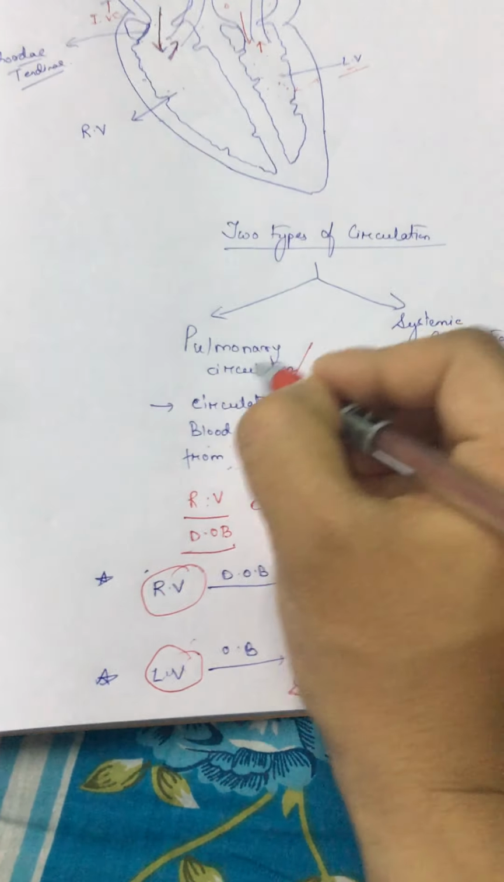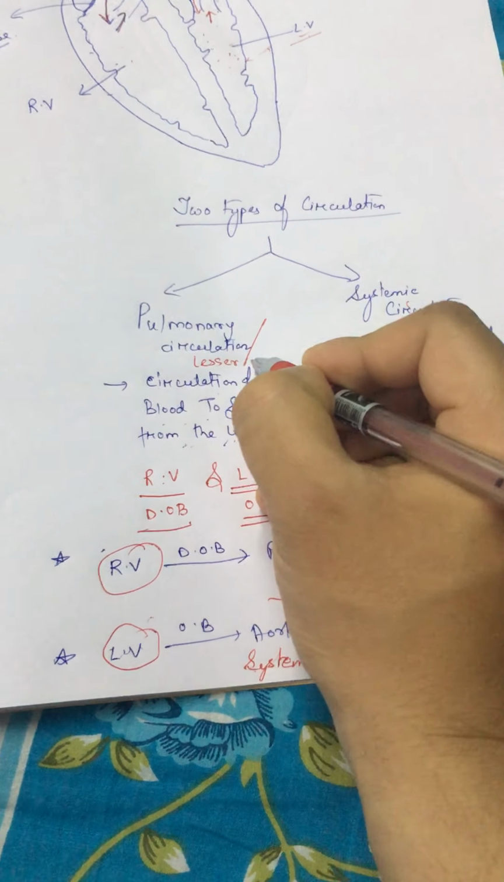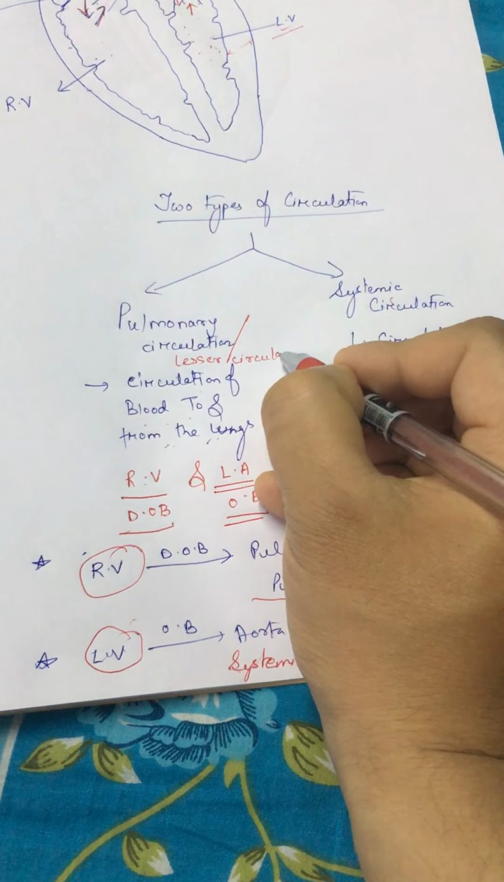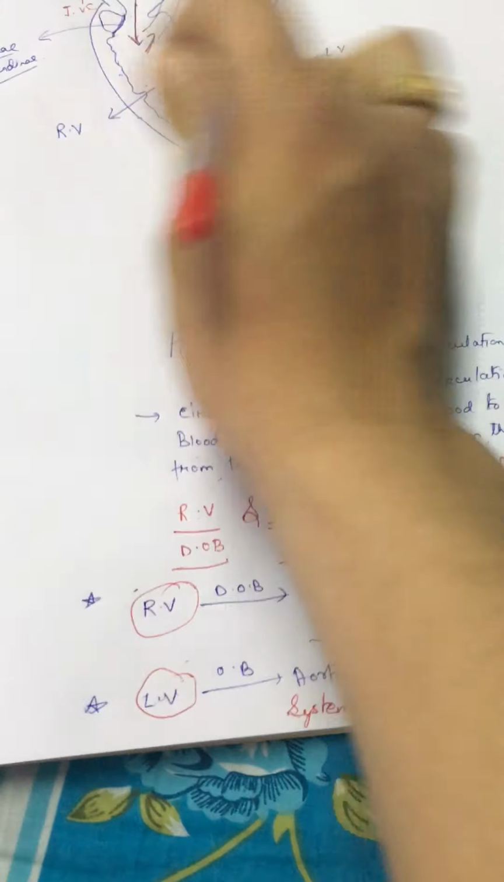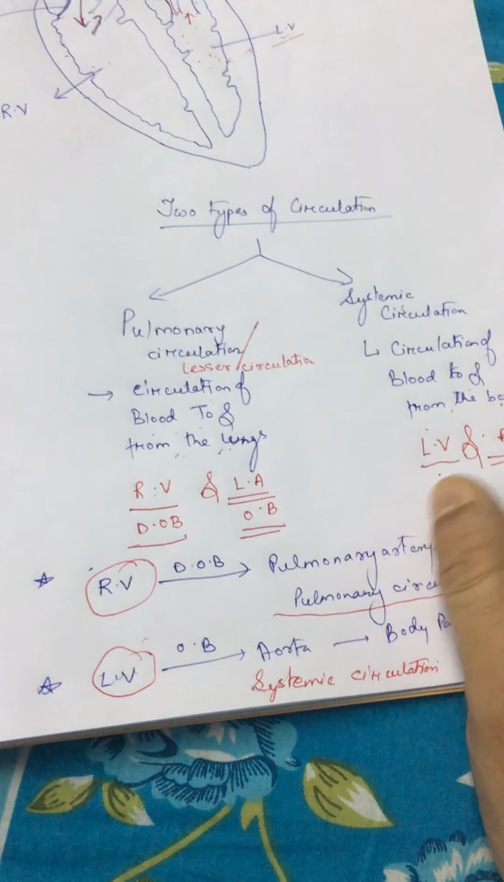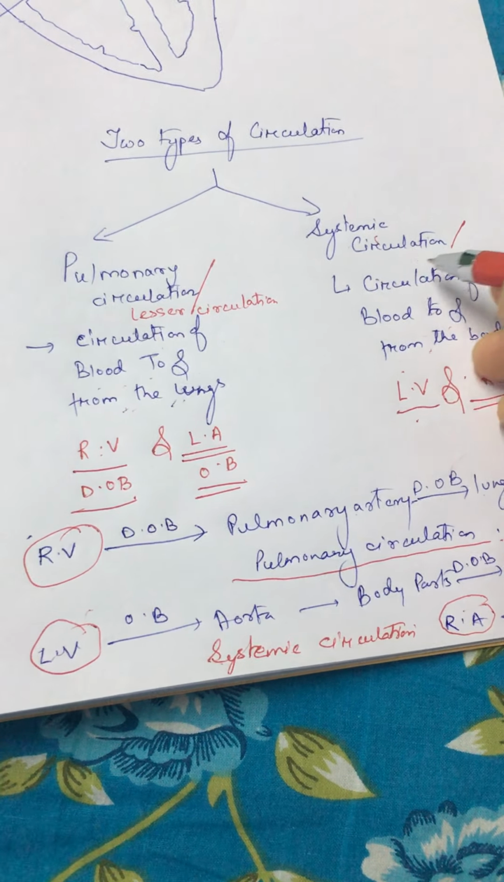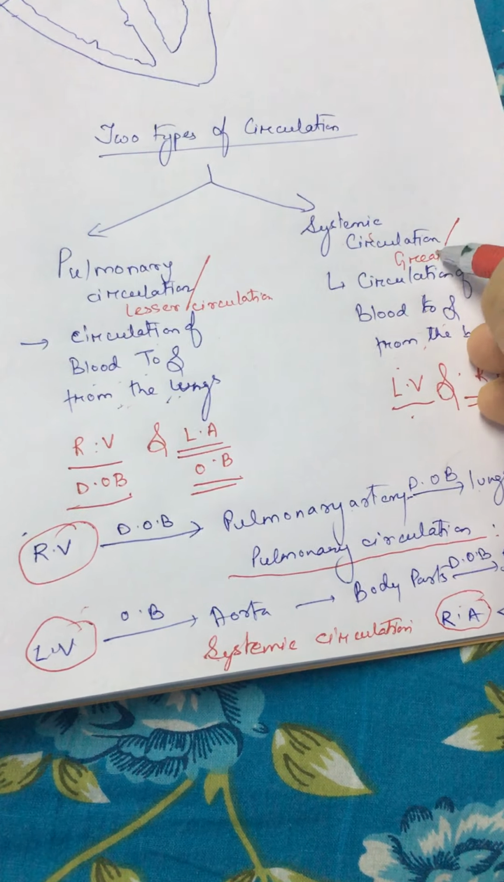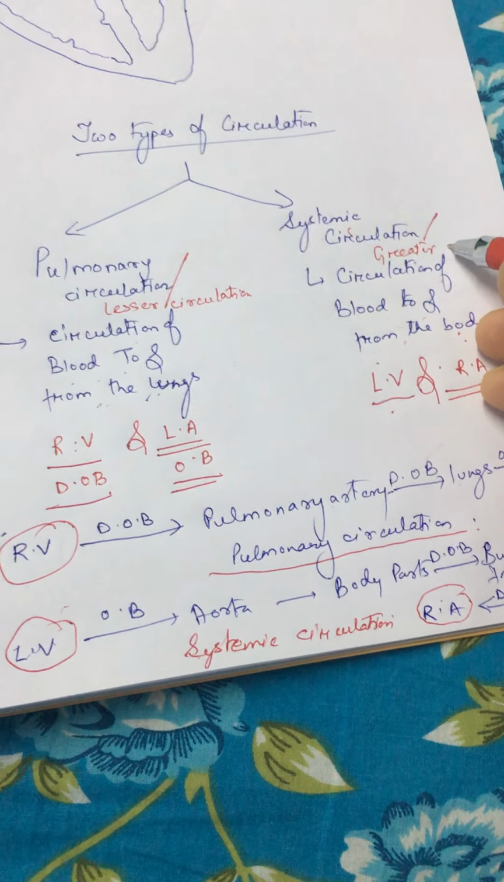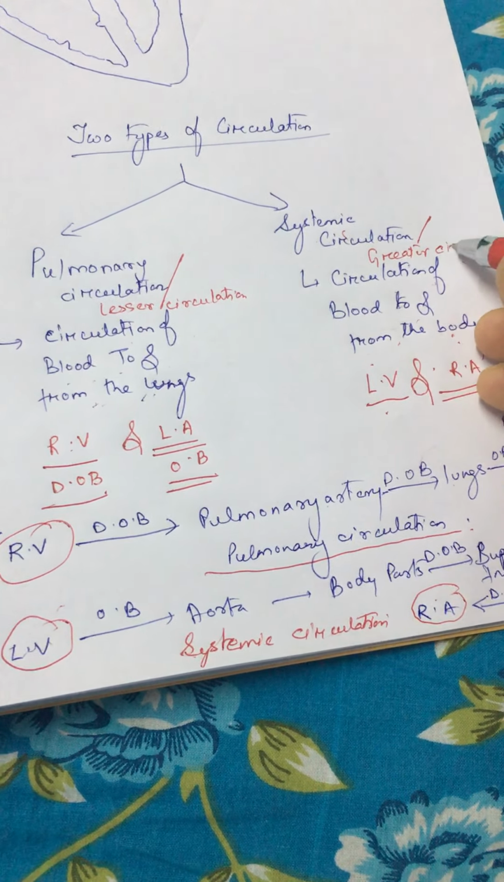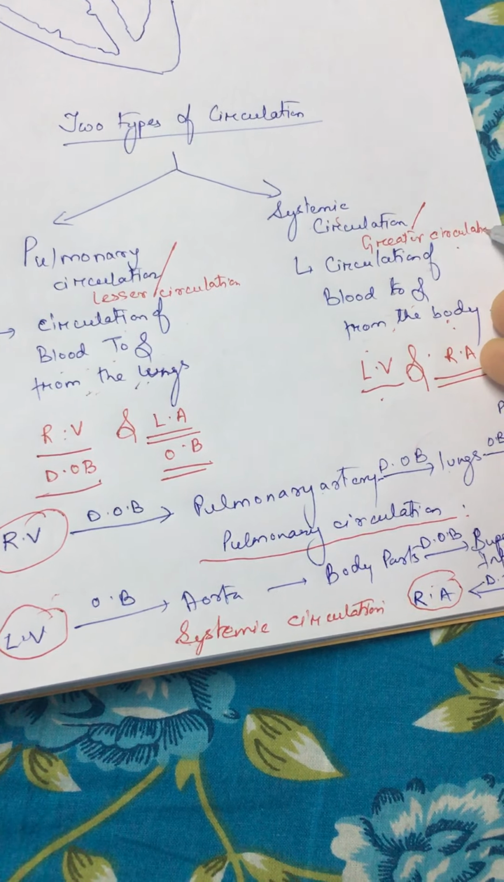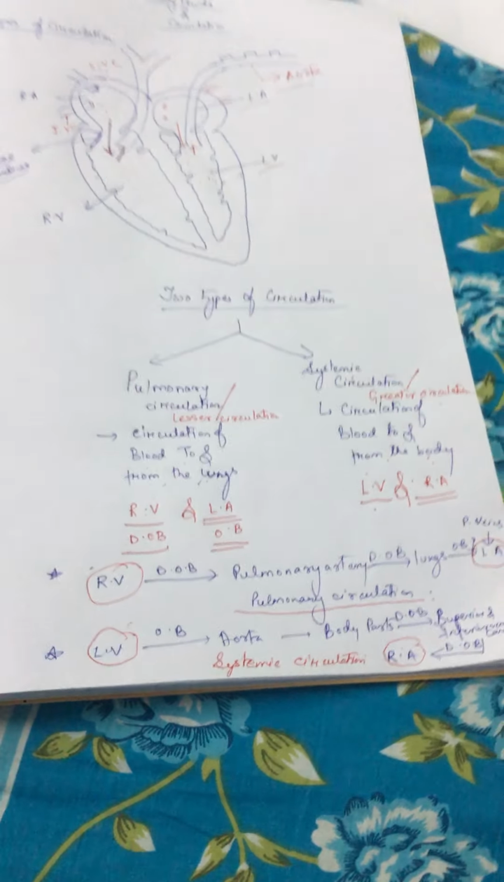This pulmonary circulation is also called the lesser circulation. Why? Because the blood is covering a very short distance, because the lungs are situated on both sides of the heart. And this systemic circulation is also called the greater circulation, because the blood is covering a larger distance, as it is moving to all the parts of the body, right?